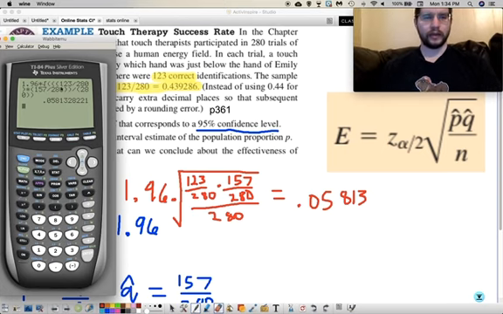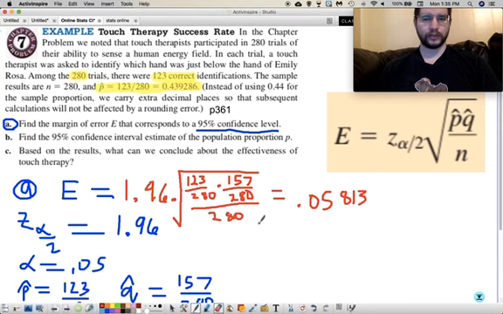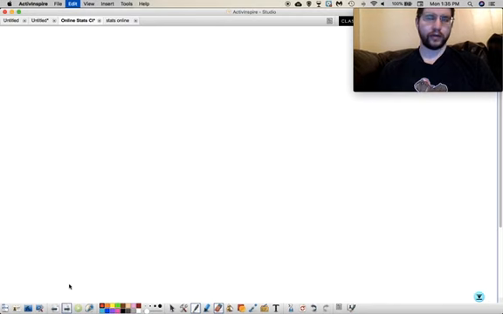Okay, so typing that in on the TI is a lot more cumbersome, but again, you're not going to have to. I'll show you how in just a minute or two. So that's a margin of error. Okay, so that's part A. Let me copy this, and let's look at part B.